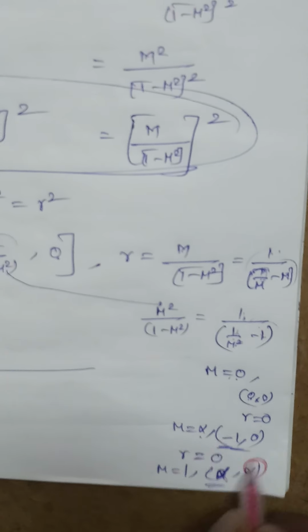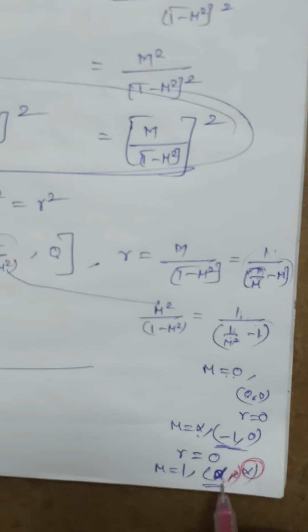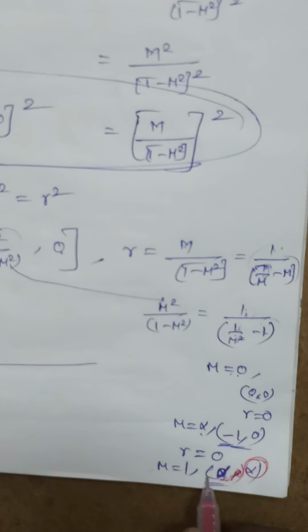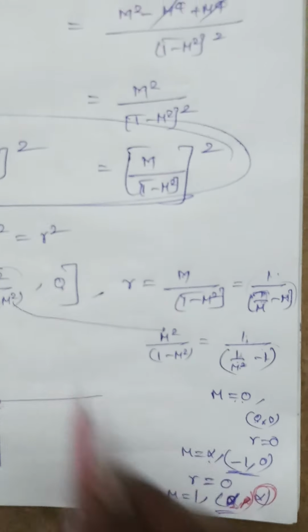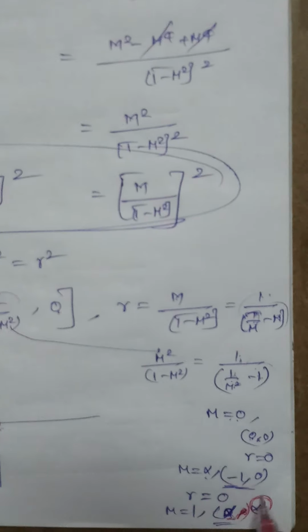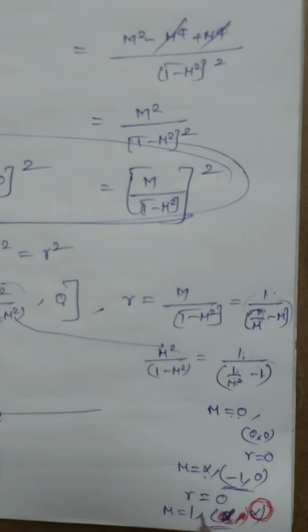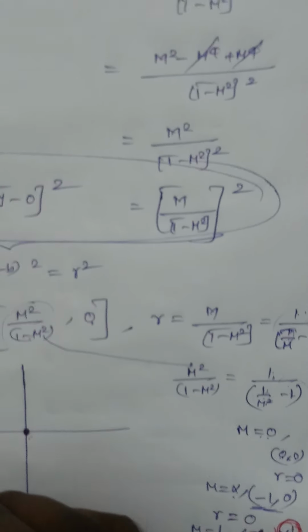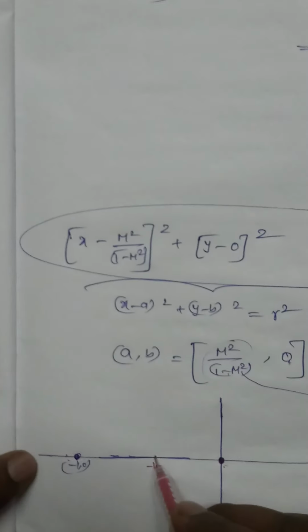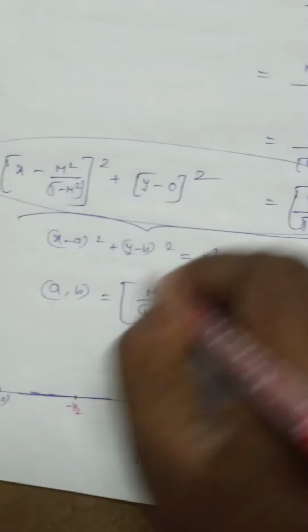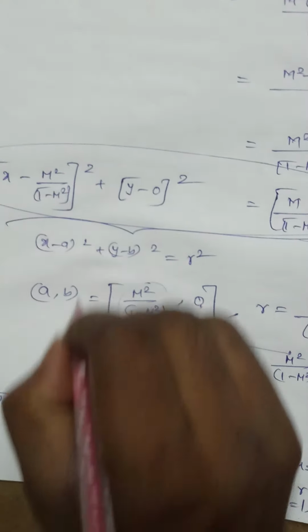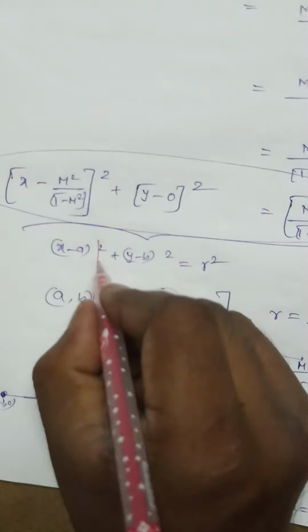Radius is infinity. Sorry, this is infinity comma 0. Why? Because it is 0, 0. Radius is infinity here, and this center is infinity comma 0. That is minus infinity. So this will be an infinity circle with a radius of infinity, which can be represented with a line here. This is the m is equal to 1 line.